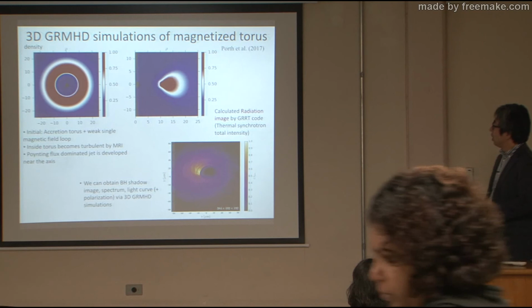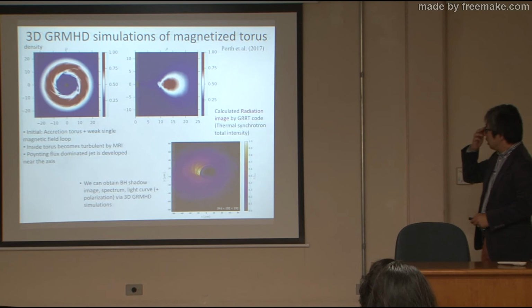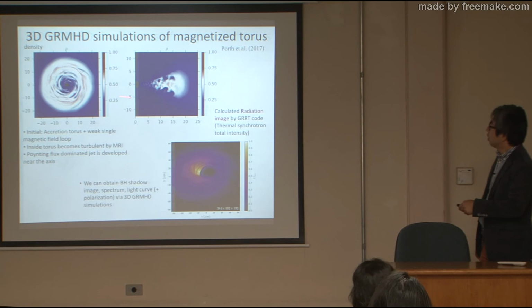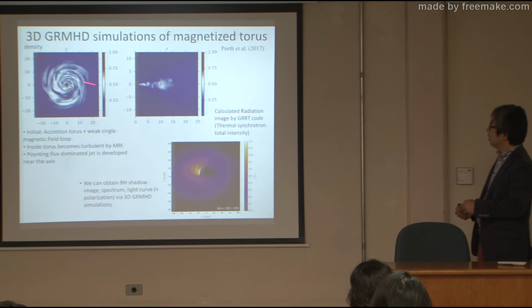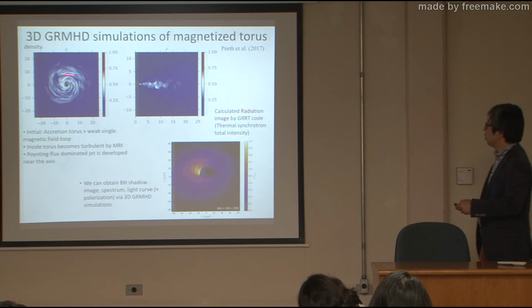Okay, so this is a 3D geometry simulation of the magnetized torus. The previous one shown above was the 2D case, but in the 3D case the MRI is also showing up, with a very patchy structure in the density of the accretion disk, the torus inside there. This is also the density over there. Then we can make the black hole shadow image based on this one.